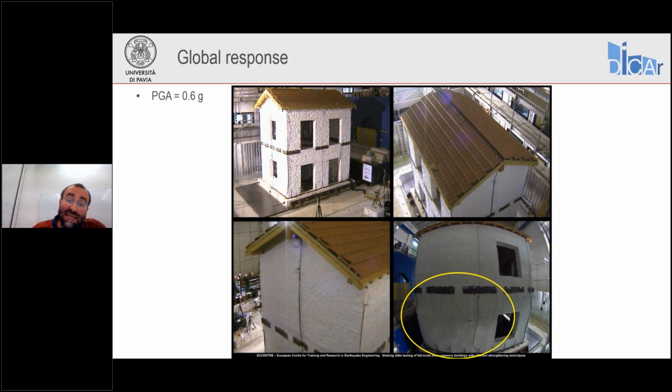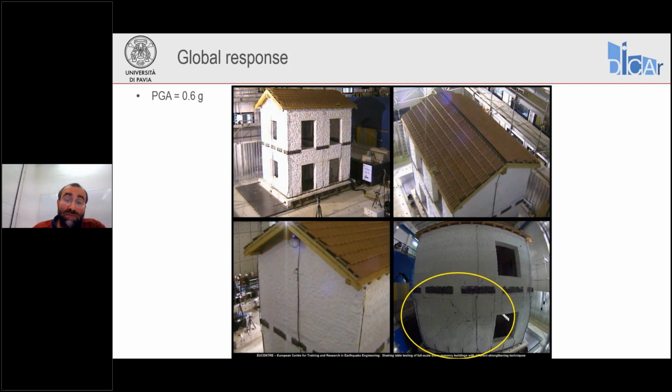You see diagonal shear cracks forming in that pier. This is now an in-plane failure mechanism. No out-of-plane overturning of any portions of the walls. We have only in-plane shear failure of that pier. So in this case, we can take more advantage of the strength associated with our masonry walls.